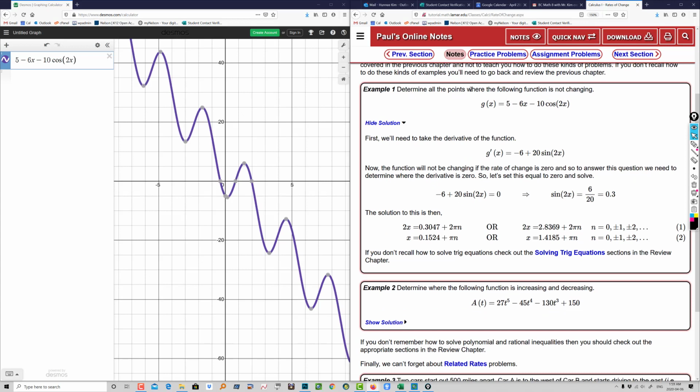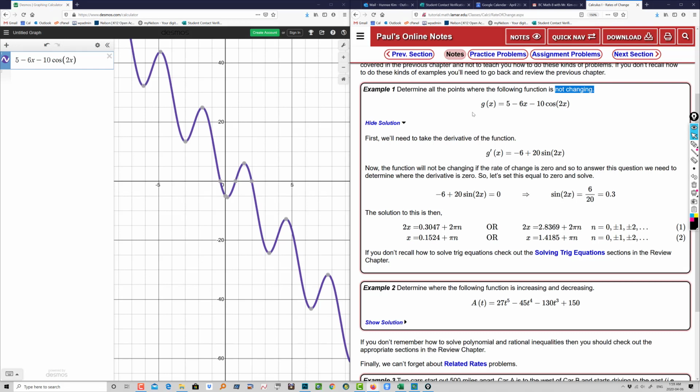Determine all the points where the following function is not changing. So we have g of x equals 5 minus 6x minus 10 cosine 2x. We punched it into Desmos here. And this looks like some kind of sinusoidal graph that's decreasing, going downhill. The idea where the function is not changing means that it's not increasing nor is it decreasing.